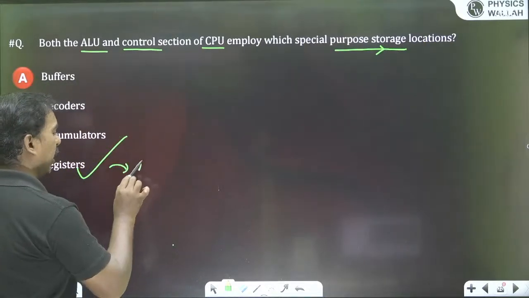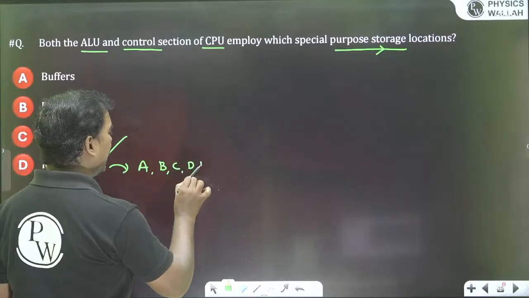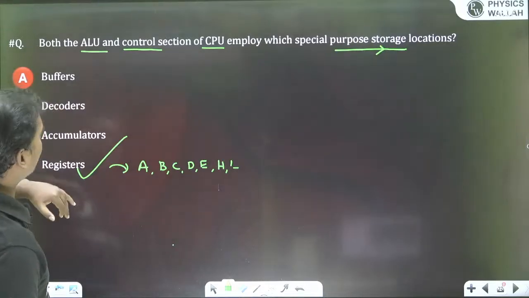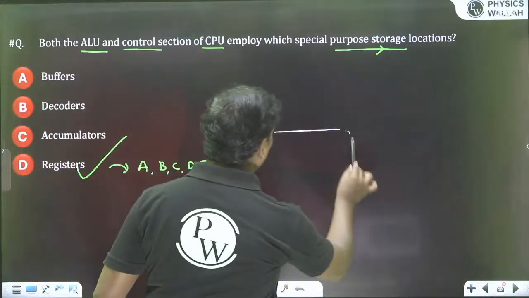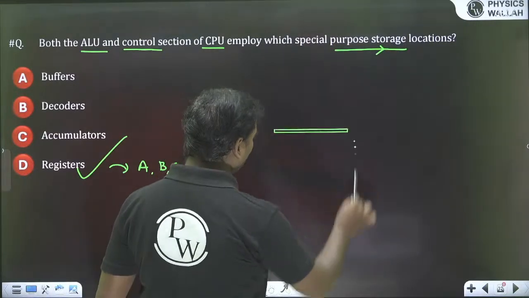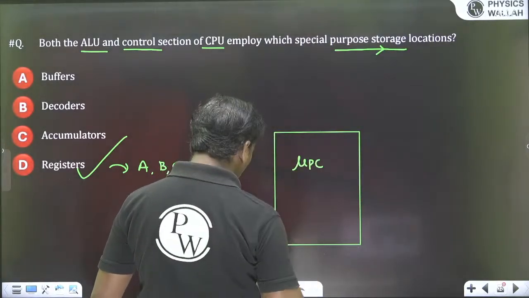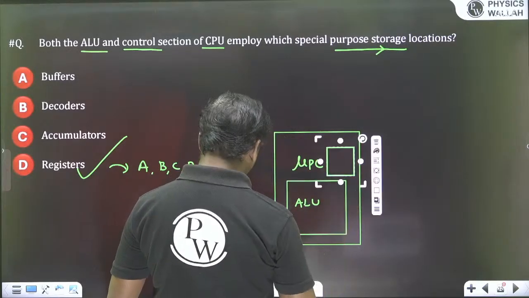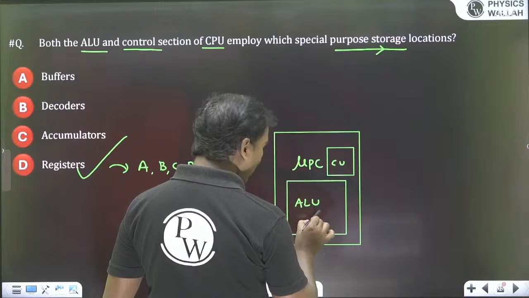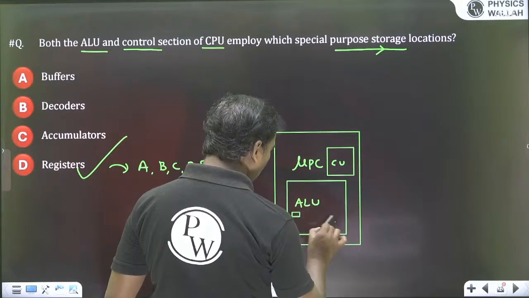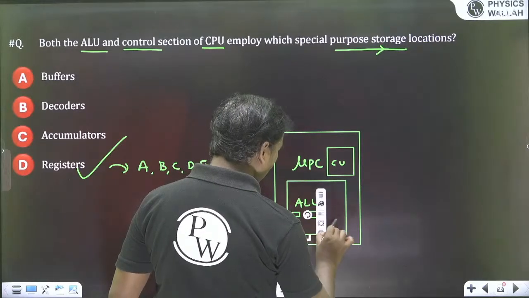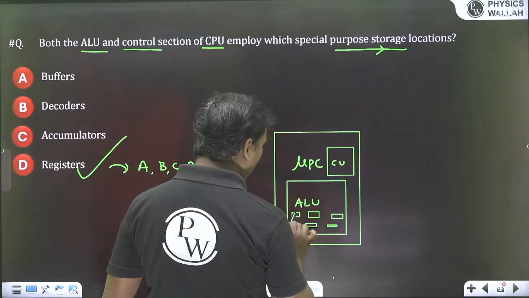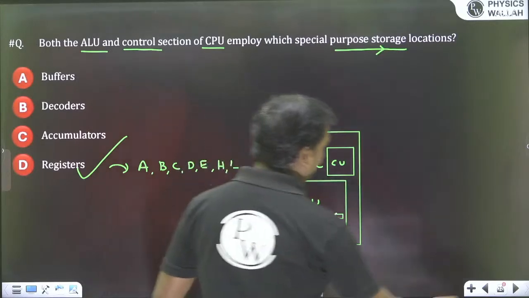The accumulator also comes under registers: accumulator, B register, C register, D register, E register, HL register. So these all are registers, and they are all present in the CPU. If you take this as a microprocessor, inside it we have the ALU, the arithmetic logic unit, and the control unit. The ALU has registers, which are temporary memory storage locations. Registers A, B, C. Okay, so let us go for the next question.